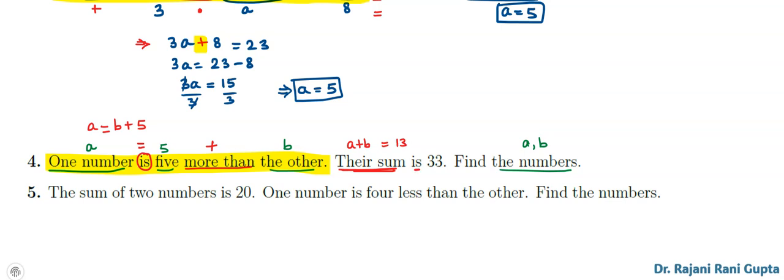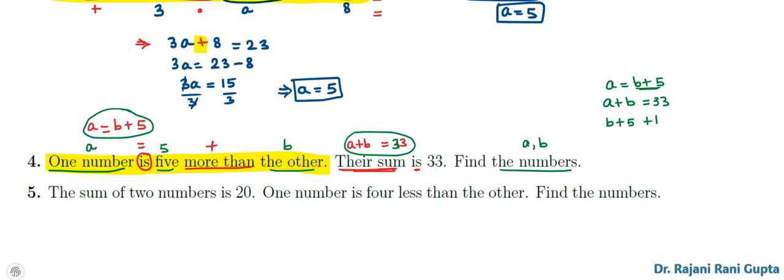Find the numbers. So here you got two expressions: A is equal to B plus 5 and A plus B is 33. You have to solve it to get the numbers. So let's write it here. A is equal to B plus 5. And you know that A plus B is 33. Now substitute this value of A here. We get B plus 5 plus B is equal to 33.